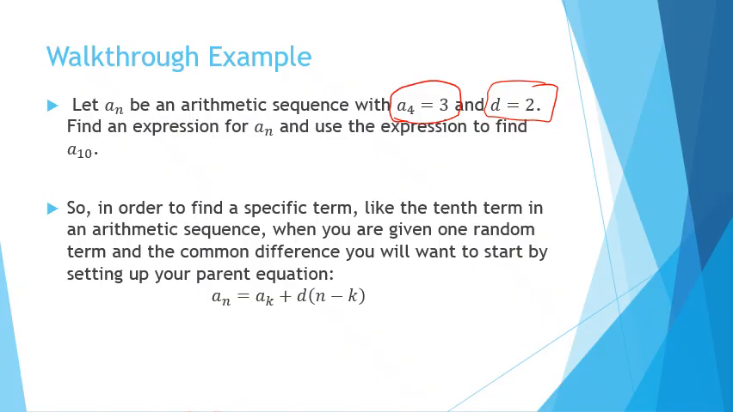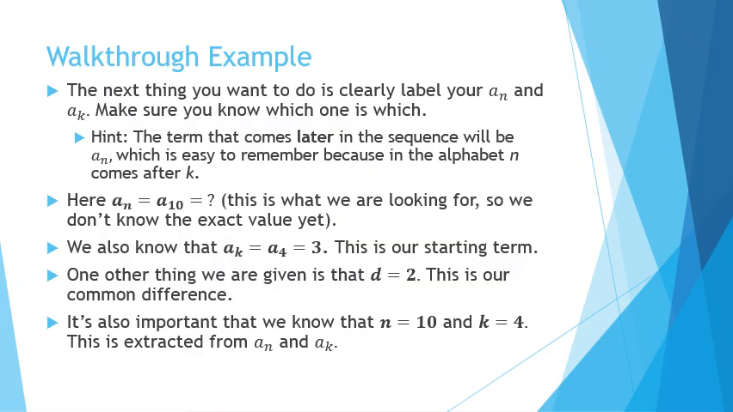So I would always start with writing out our equation. You're going to write this equation so much that you will have it committed to memory by the end of this lesson. So a of n equals a of k plus d, parentheses n minus k. And now what you want to do is clearly label everything in the equation. So let me write it out. So a of n equals a of k plus d times n minus k, where this is k, and that's n.